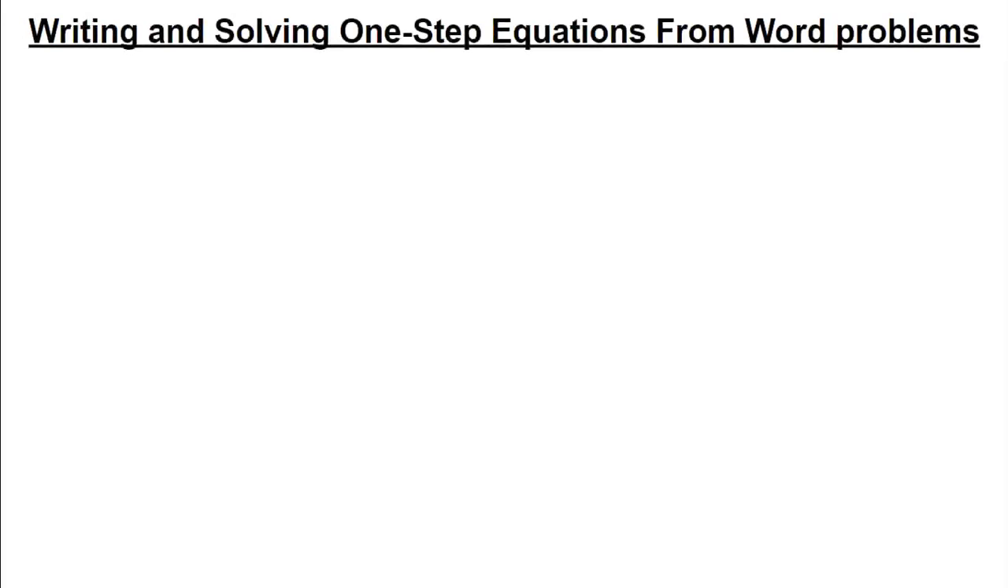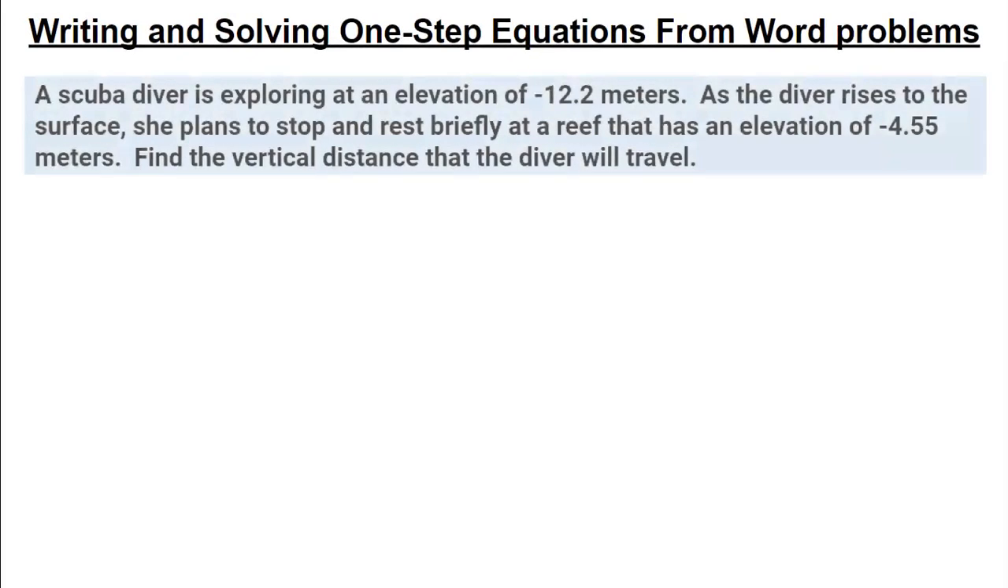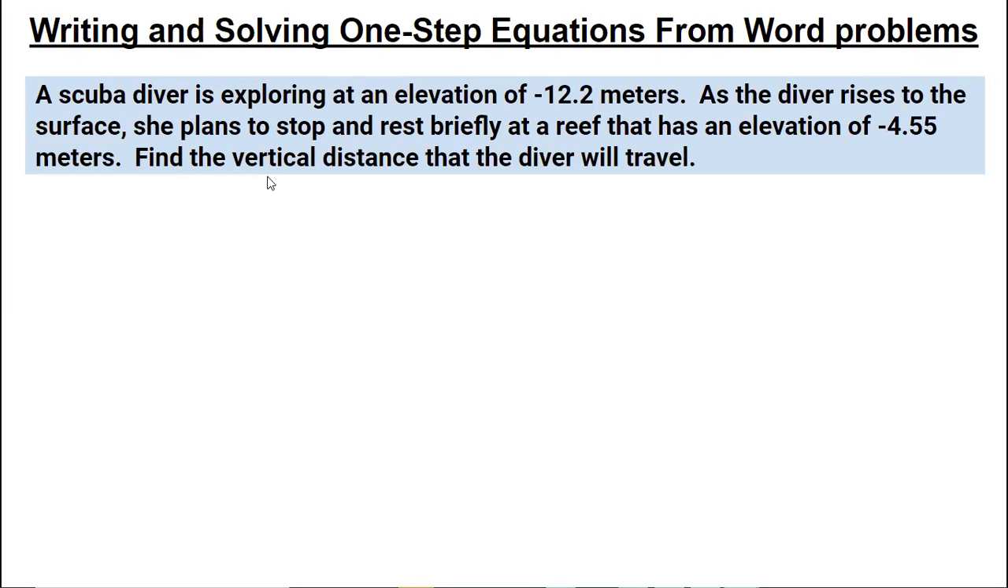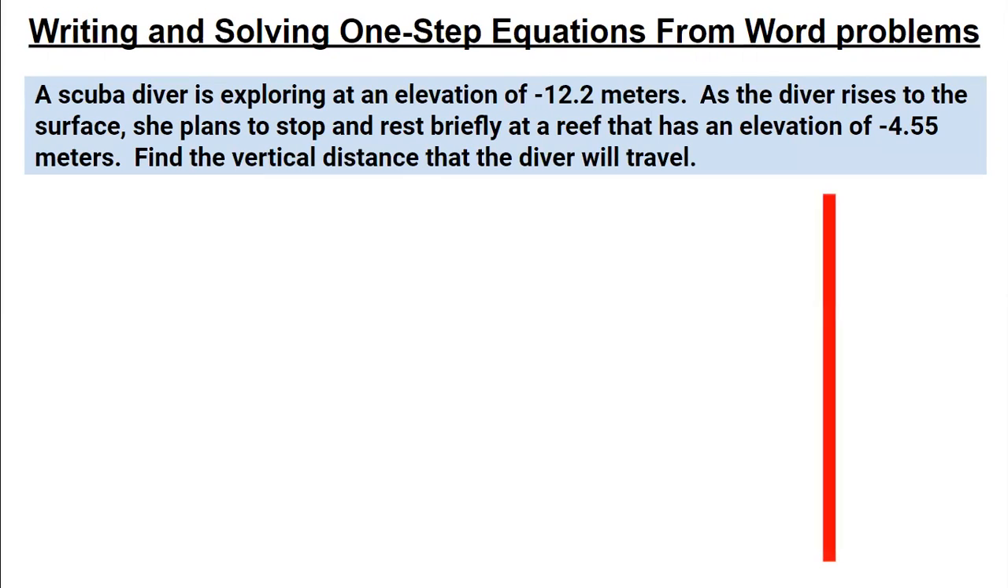Welcome back. Let's write and solve one-step equations with word problems. A scuba diver is exploring at an elevation of negative 12.2 meters. As the diver rises to the surface, she plans to stop and rest briefly at a reef that has an elevation of negative 4.55 meters. Find the vertical distance that the diver will travel.